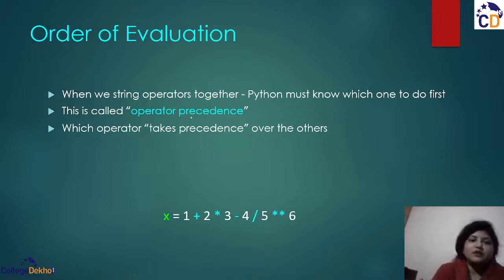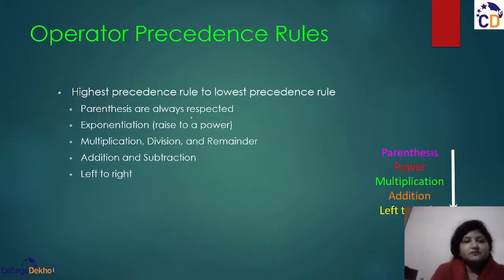Suppose I am giving an expression like x is equal to 1 plus 2 into 3 minus 4 divided by 5, double asterisk is for power 6. Now how are we going to evaluate this expression, and what is the order? Now how to evaluate it? With the help of BODMAS only. Okay, now let us see one by one. You can easily find out what the precedence is.